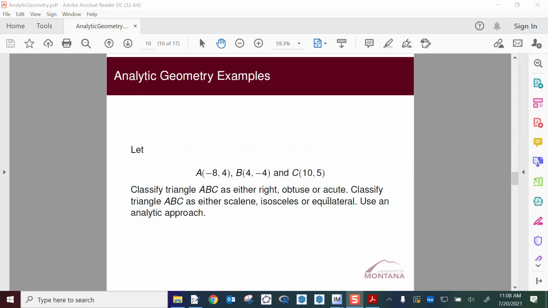Let's move on and do some examples and see if we can apply some of this to some moderately difficult problems. So let's say we have this triangle. A, B, and C are points on the plane at A (-8, -8), B (4, -4), and C is (10, 5). We're going to classify this triangle as either right, obtuse, or acute, and also as either scalene, isosceles, or equilateral, and we're going to use an analytic approach to do so. All right, let's go ahead and dive in.